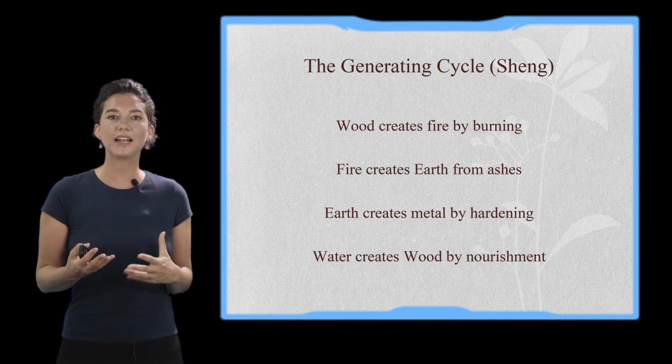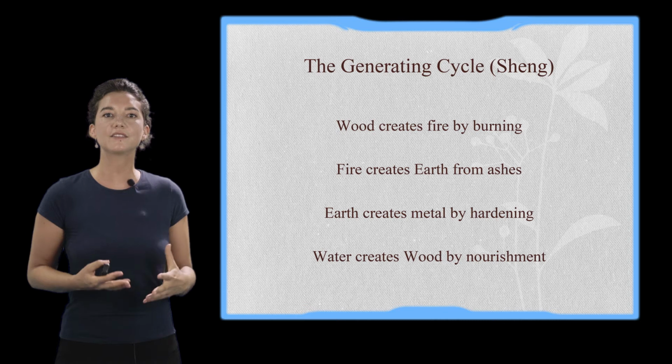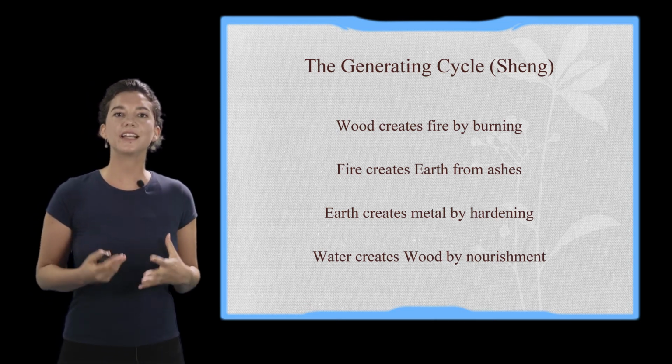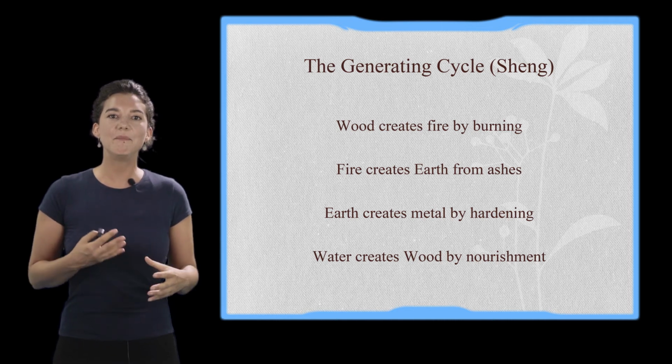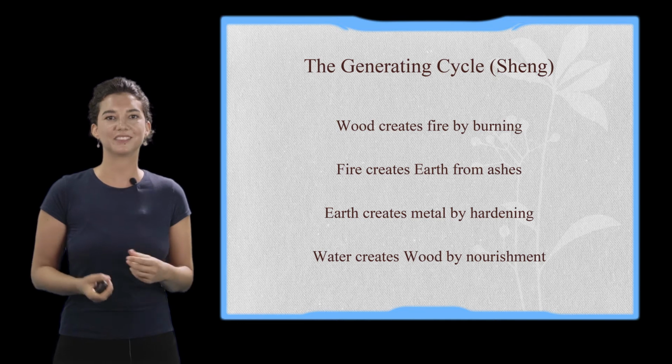So just a little breakdown of this generating cycle, also called the Sheng cycle. Wood creates fire by burning, fire creates earth by ashes, earth creates the metal by hardening, metal creates water through the minerals, and water creates wood by nourishment.